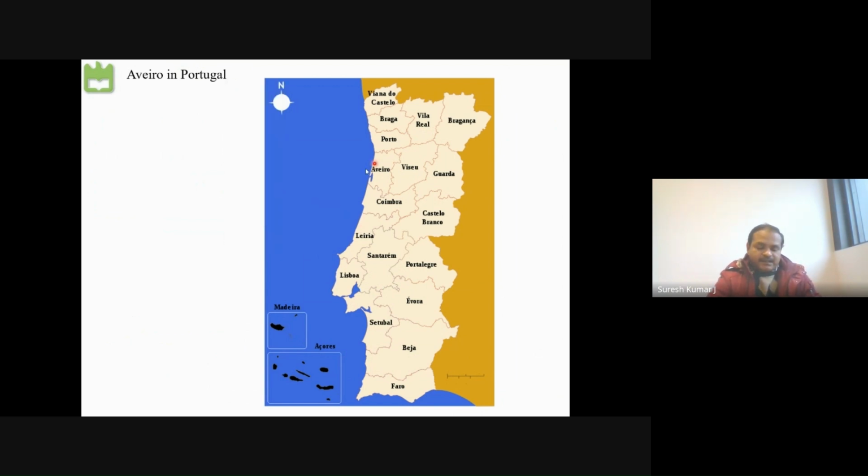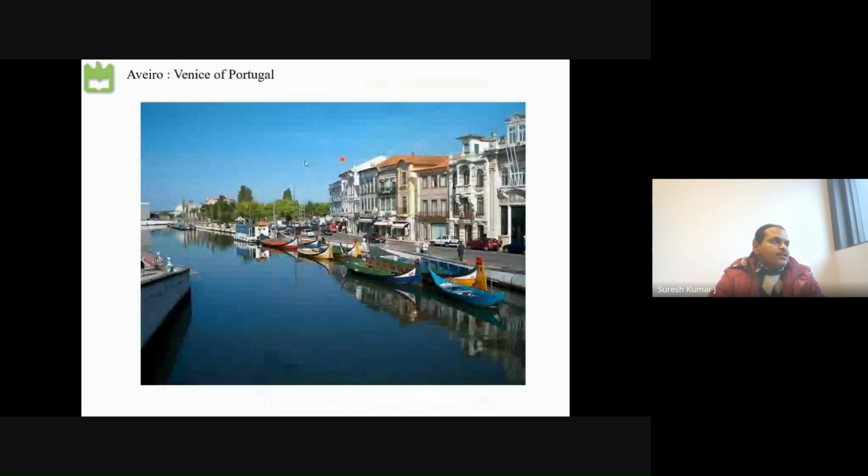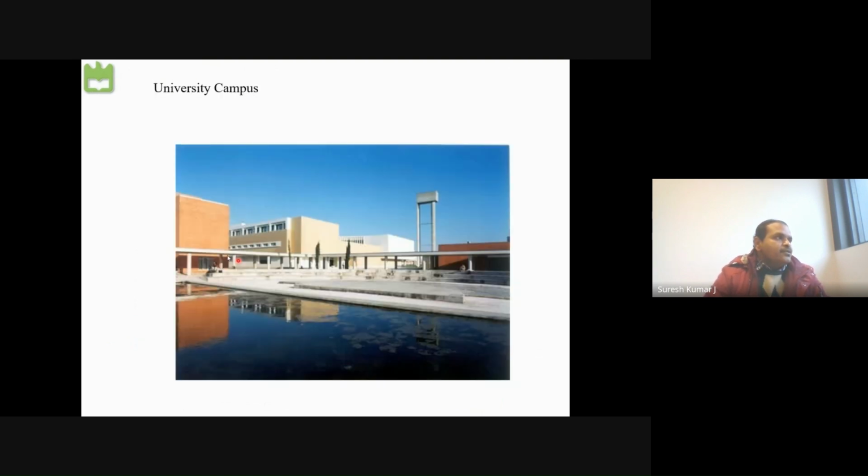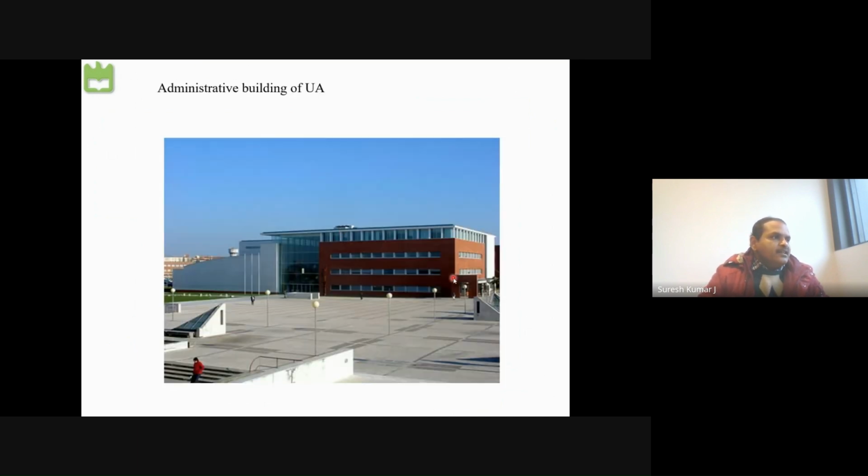Aveiro is in the center of Portugal. It is like the Venice of Portugal, where the seawater comes into the city, and it is very beautiful. So this is our university campus, and this is our administrative building.